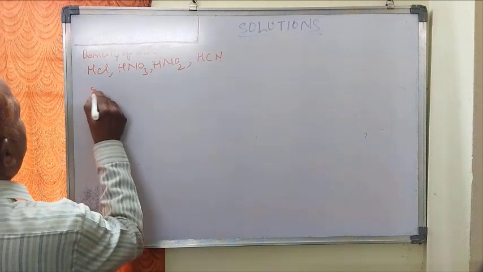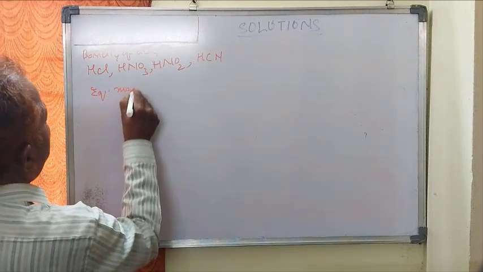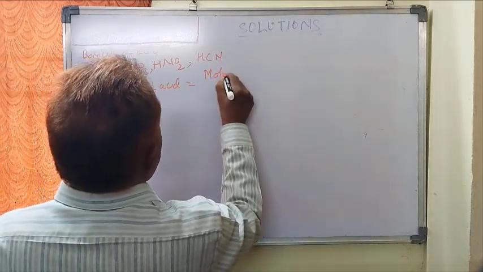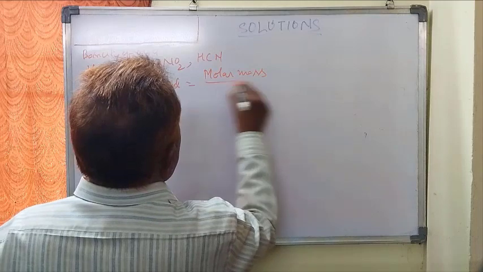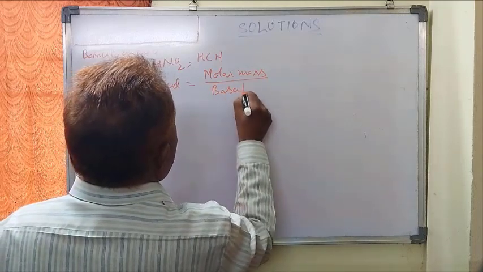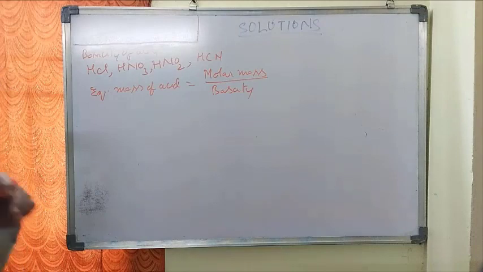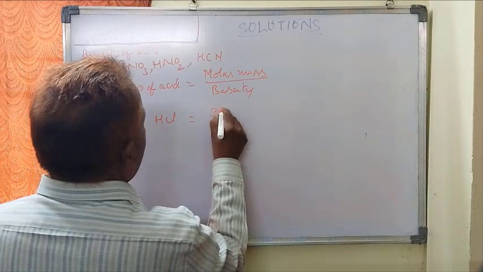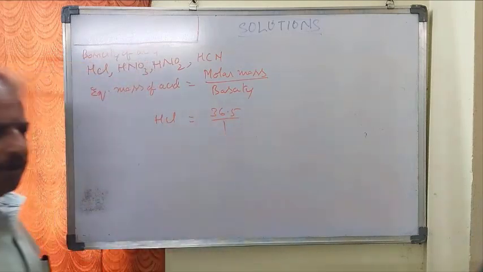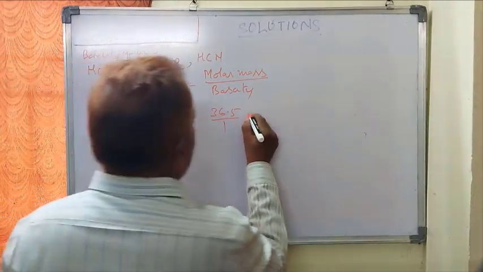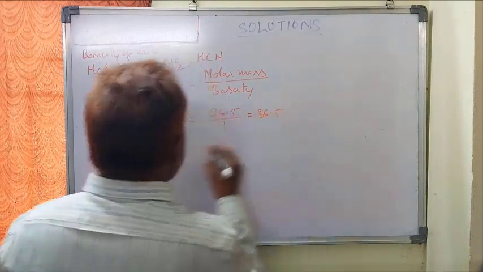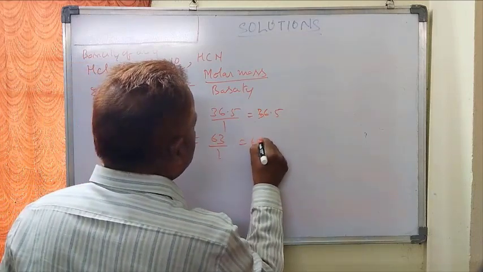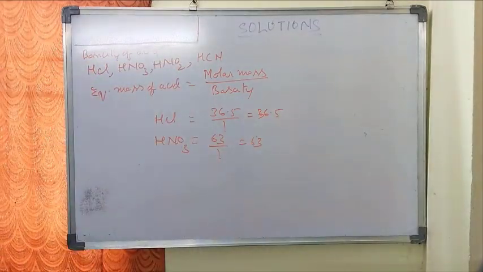So what is the equivalent mass of an acid? It equals molar mass by basicity. Equivalent mass of HCl equals molar mass 36.5 by 1. Basicity is only 1. Therefore it is 36.5. Similarly, nitric acid is 63 by 1, equal to 63. So these are monobasic acids.